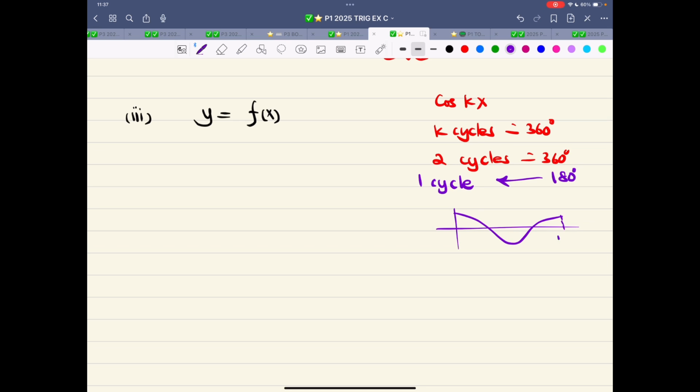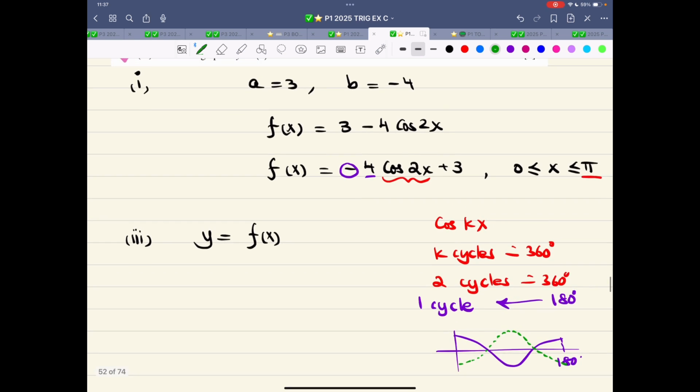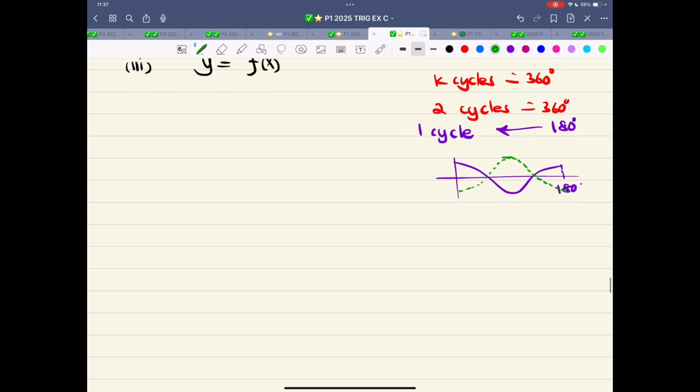1 cycle in 180. But because of the negative sign, what will happen? This is all the rough work that I'm doing. So it's going to go like this. And because of this 4, the maximum value will be 4. The minimum value will be negative 4.